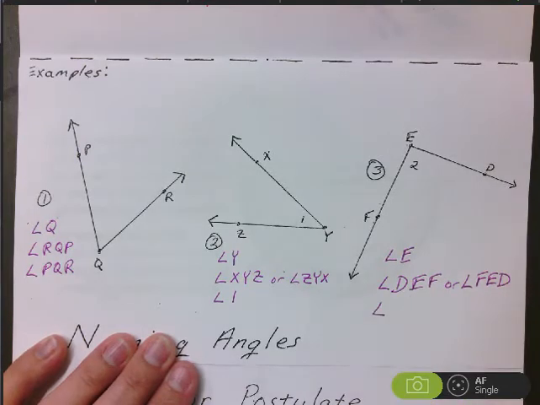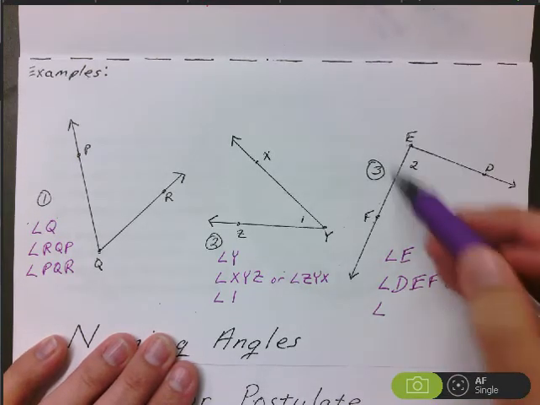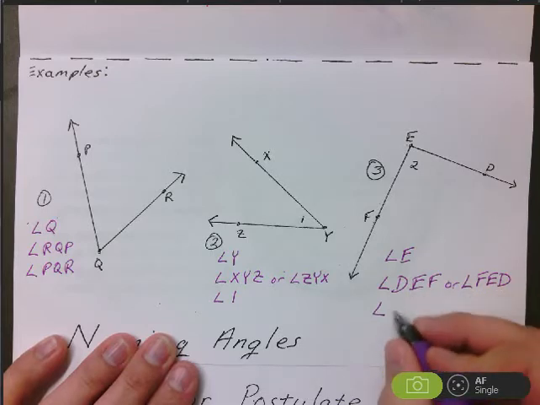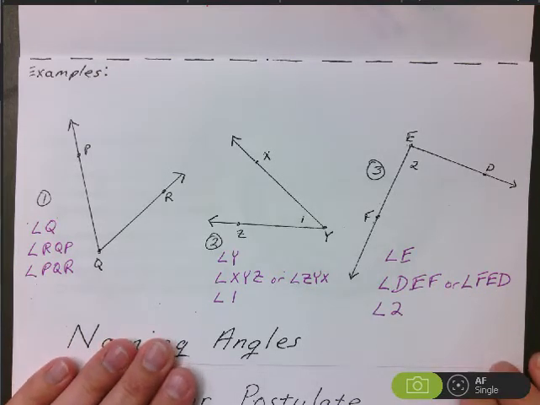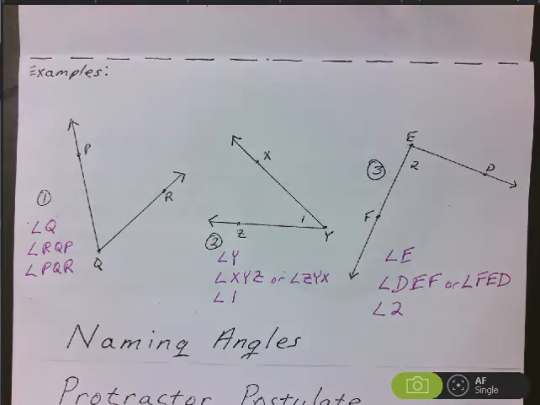The third way to do it was with a number. And again, we do have a number here inside of our angle, so we're going to call this angle 2. Angle 2. So that's how we name our angles.